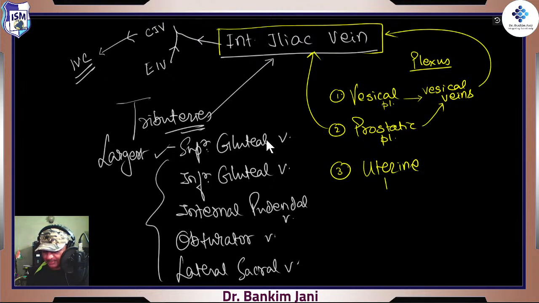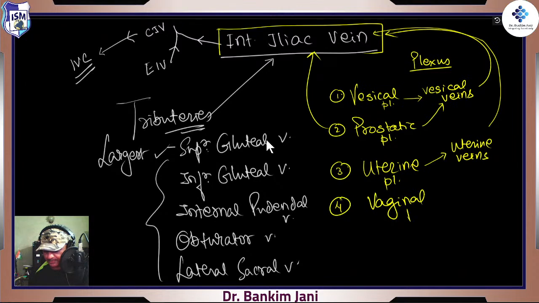Uterine plexus. So the uterine plexus will be draining into uterine veins. So this is easy, uterine veins, and they land into internal iliac. Same case with the vaginal plexus, and then there are vaginal veins, and they will be draining into internal iliac.